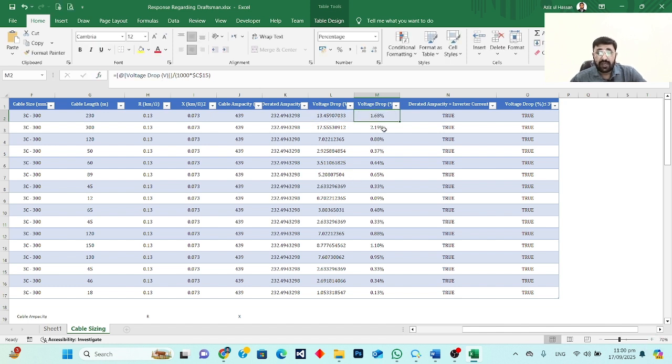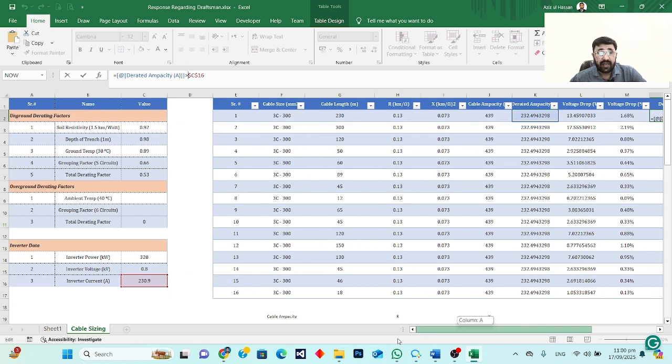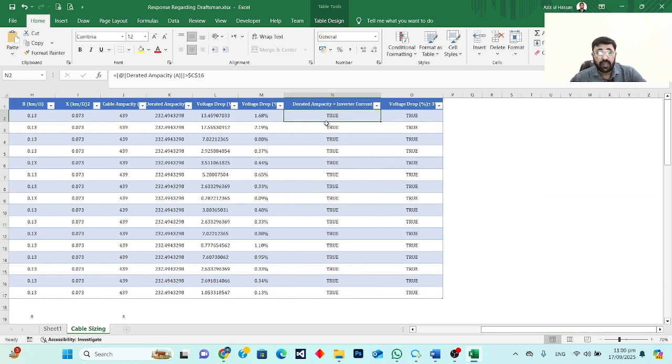You can see that 1.68, 2.19. Now I have applied that the derated ampacity is greater than this full load current. So this is showing that it is true. So the criteria is satisfied. Then I have applied that the voltage drop is less than or equal to 3%. So that is why it is checking that the voltage drop is less than 3%. So it is showing the cable ampacity.